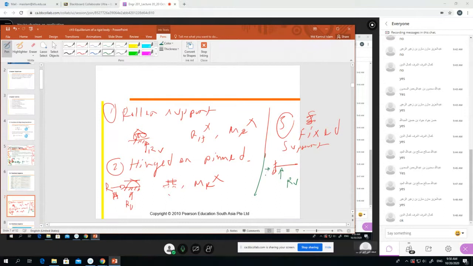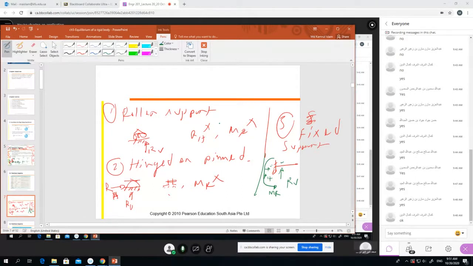RV, RH, and another one, can you tell me? Another is the moment reaction like this. Okay, it will give you moment reaction. So it gives three reactions.